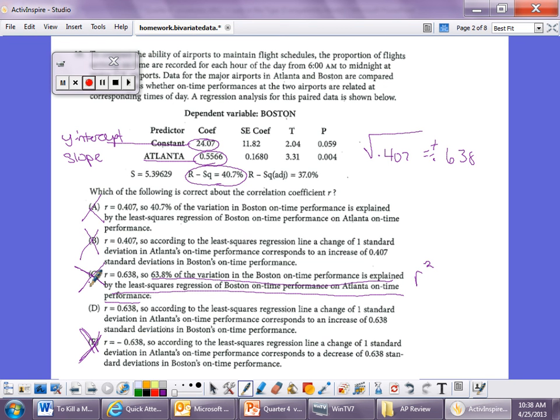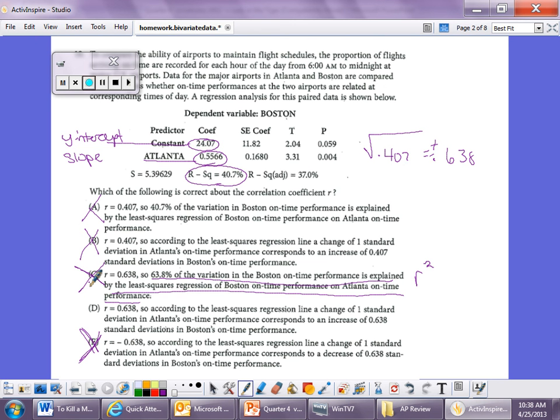So according to the least squares regression line, a change of 1 standard deviation in Atlanta's on-time performance corresponds to an increase of 0.638 standard deviation in Boston's on-time performance. That is a correct interpretation of r. Though it's one we didn't focus on, I did give it to you in the notes. I tried to give it to you in the helpful hints.